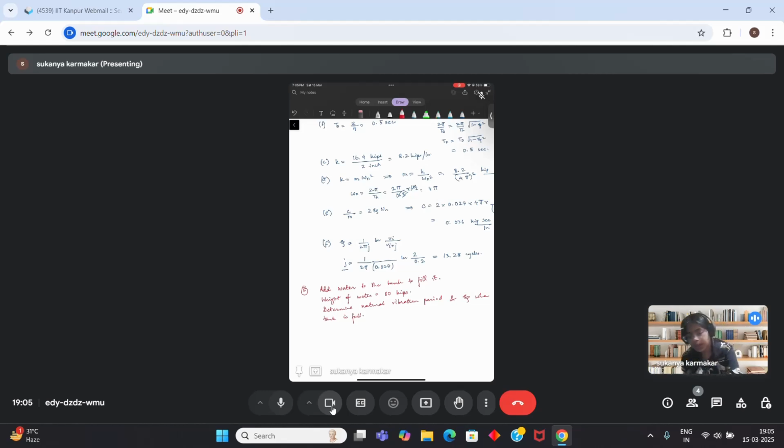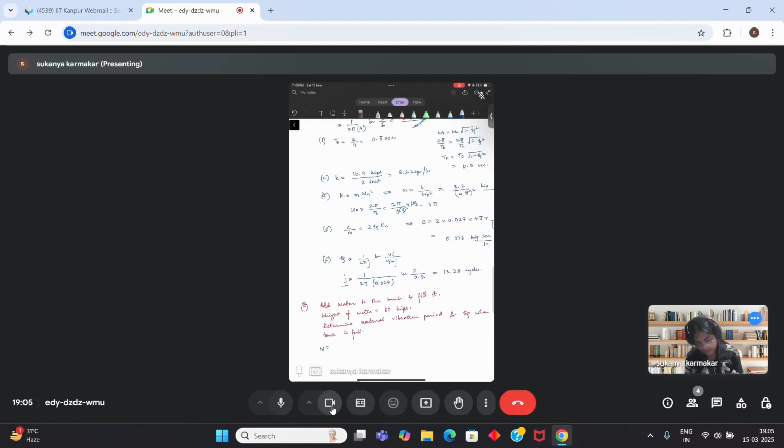So here what you are changing is the weight. Initially, what was the weight?